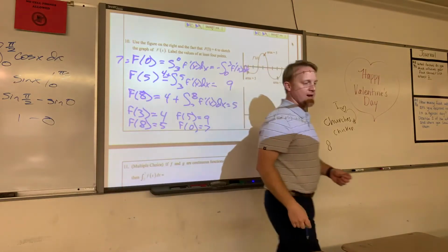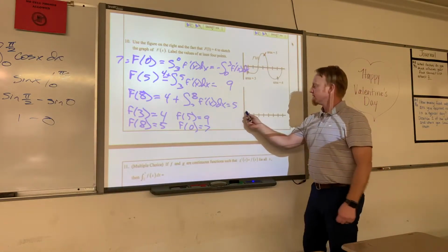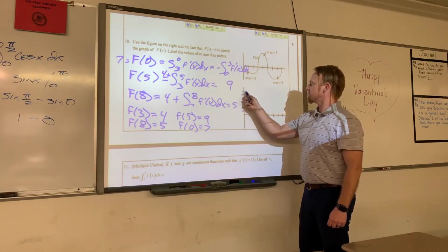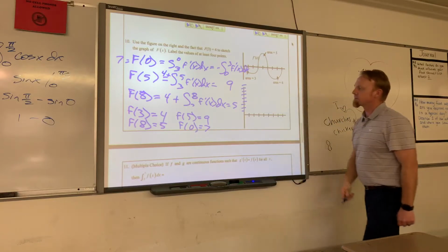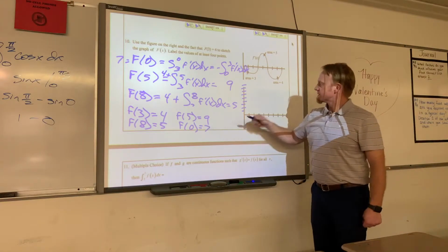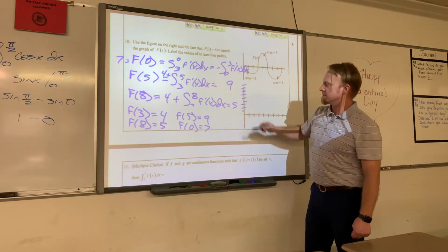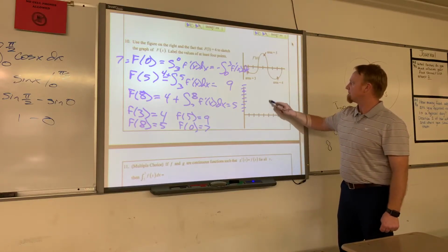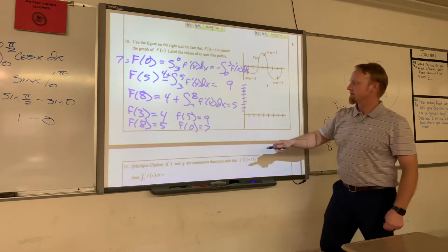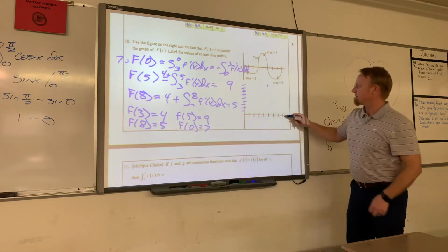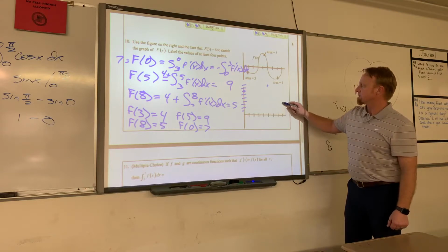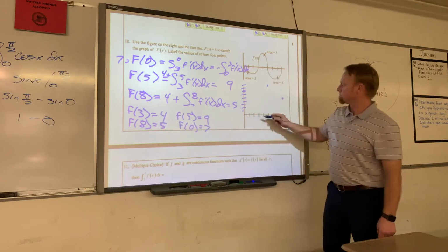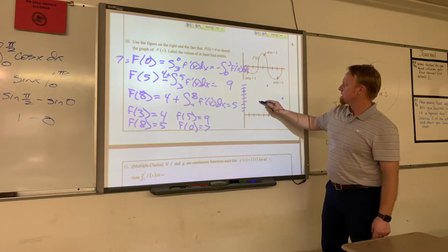My biggest y value is 9, so I want to go up to 9. So 1, 2, 3, 4, 5, 6, 7, 8, 9. All right, f of 0 is 7, so that's going to be here. F of 5 is 9, so 1, 2, 3, 4, 5, that's up there. F of 8 is 5, here's 8, 1, 2, 3, 4, 5, that's going to be there. And f of 3 is 4, 1, 2, 3, 4.